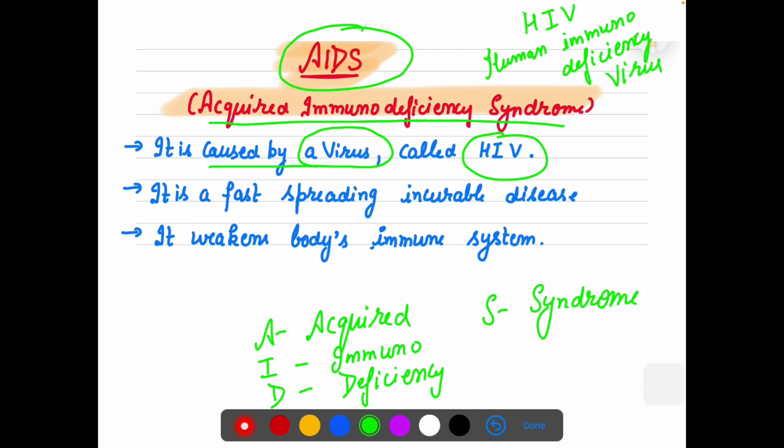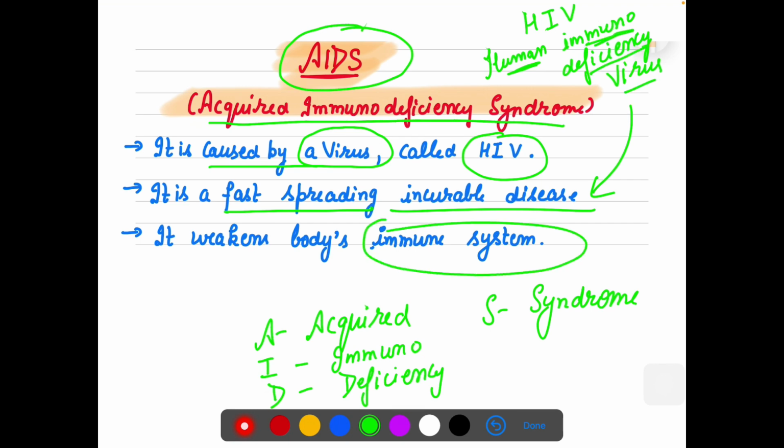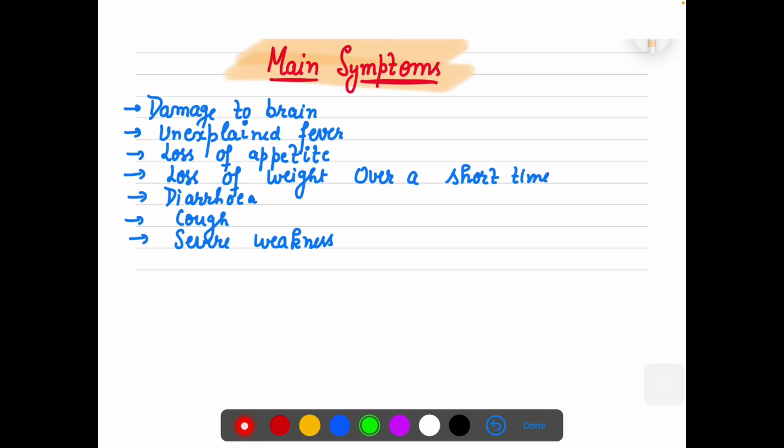It is a very, very fast spreading incurable disease. It does not get cured that easily, and it is very fast spreading. As you just look at its name, human immunodeficiency virus, this virus directly attacks your immune system. It comes through the reproductive structures and then enters into the immune system cells and starts weakening the immune system of the body. So three things: the virus is clear, that is HIV, a very fast spreading virus, and it weakens the immune system of the body.